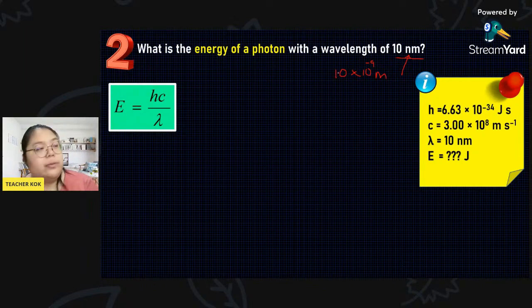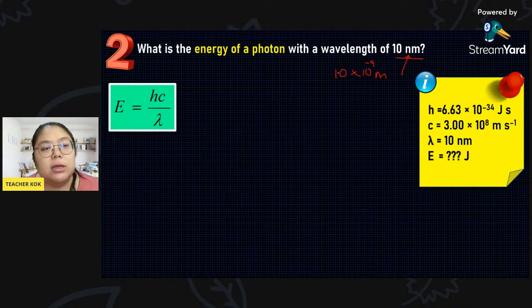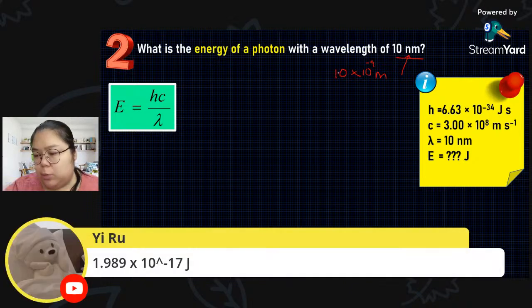Okay, there's no problem for the student. The calculation should be the same, just the number is quite big. So when you press the calculator, remember to put the bracket. Okay, Yiru already showed me 1.981.